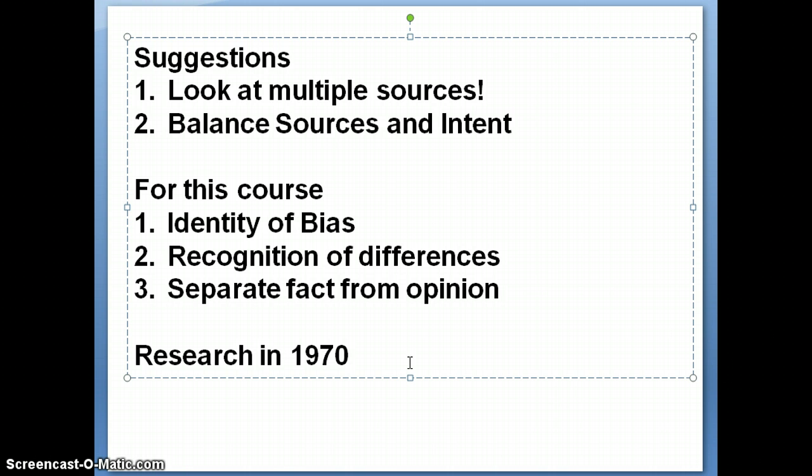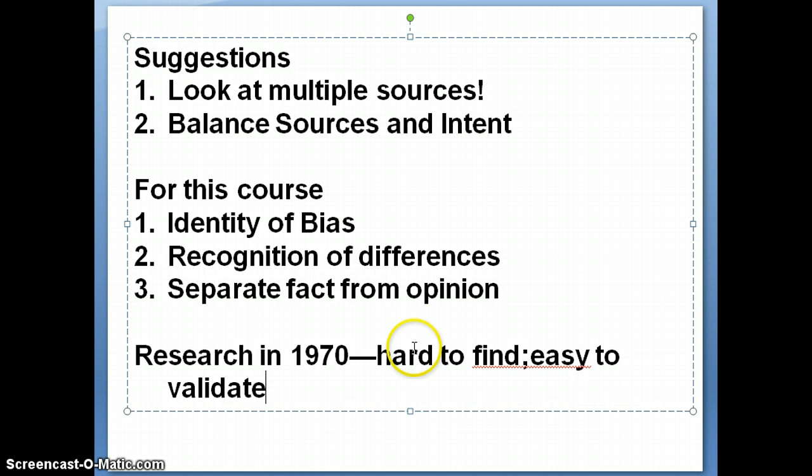We had to do research in a specific subject matter. We had to go to research libraries at universities. Finding information was very difficult, but the thing that we found out was that once we found information in a good, valid research library, we didn't have to worry about validating. So 1970: hard to find, easy to validate.